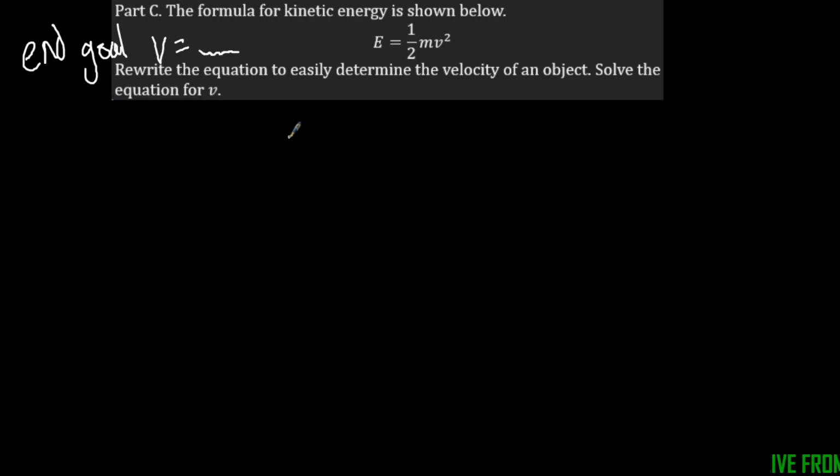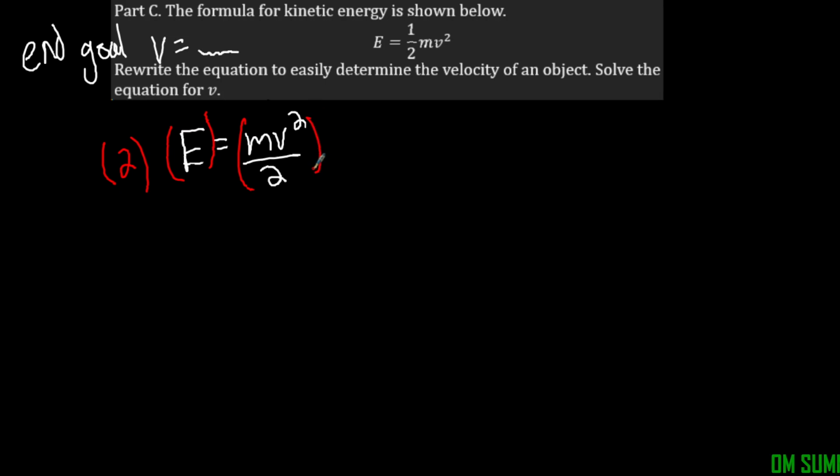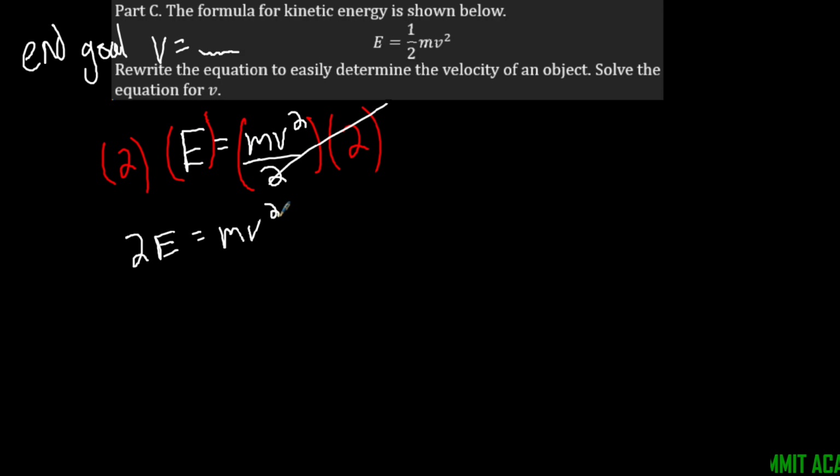All right. So what it looks like is like this. Let me rewrite the equation. I'm going to say E equals mv squared divided by 2. If I have something times 1/2, that's the same as dividing by 2. And since we're dividing by 2, I can use my inverse operation. First I'm going to multiply both sides by 2, which cancels out on the right side. On the left side, we're left with 2E equals, and on the right side is mv squared.